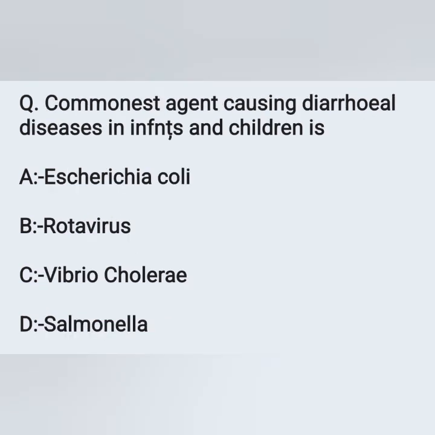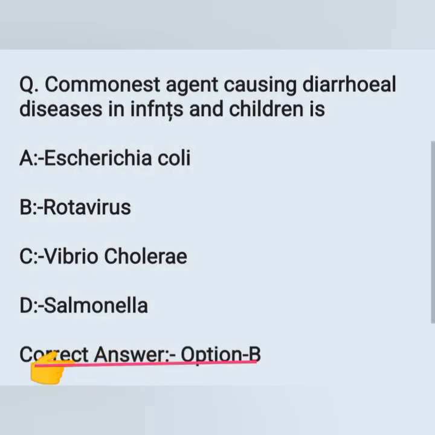And the next question is, commonest agent causing diarrheal disease in infants and children is, options. Option A E. coli, option B rotavirus, option C Vibrio cholerae, option D salmonella. The common cause of diarrheal disease in infants and young children is rotavirus. Option B is the correct answer.